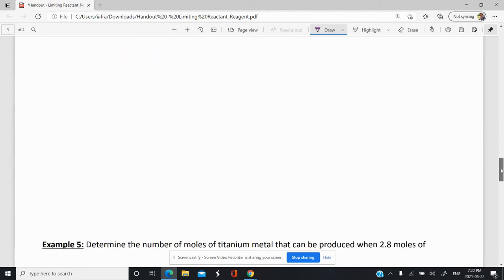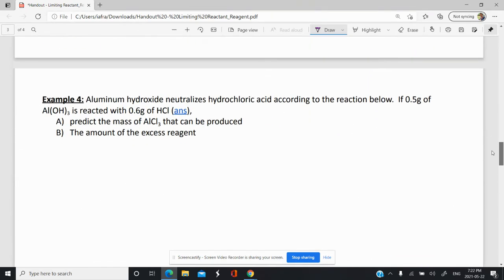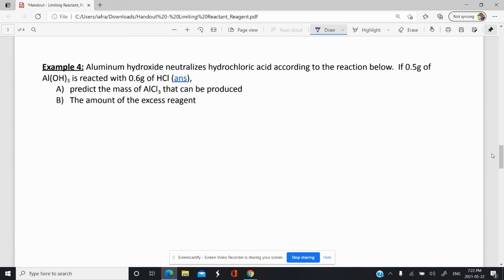So example 4 is, here we are, aluminum hydroxide neutralizes hydrochloric acid according to the reaction below. If 0.5 grams of AlOH3 is reacted with 0.6 grams of HCl, predict the mass of aluminum chloride that can be produced. So let's start off with question A. It's just a basic limiting reagent stoichiometry problem.